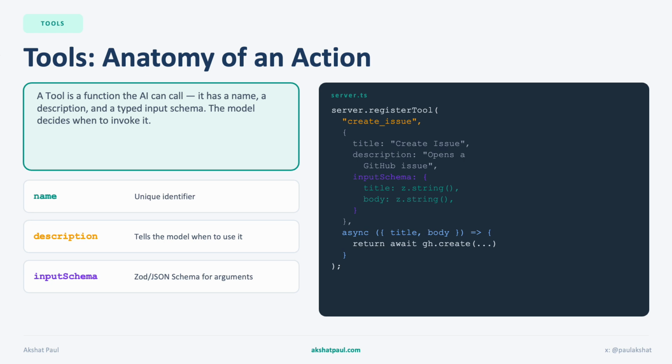Now look at the code on the right. This is a real TypeScript example using the MCP SDK. We're calling registerTool with the name create_issue, a title and description for the model to understand its purpose, an input schema using Zod to define a title and body string, and then the actual handler function, the code that runs when the model decides to call this tool. That handler is where your real logic lives. In this case, calling out to the GitHub API to actually create the issue. This is the complete anatomy of a tool: name, description, schema, handler.